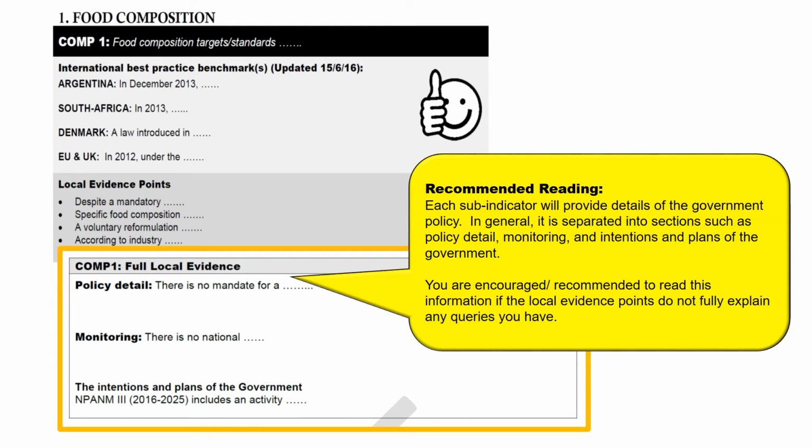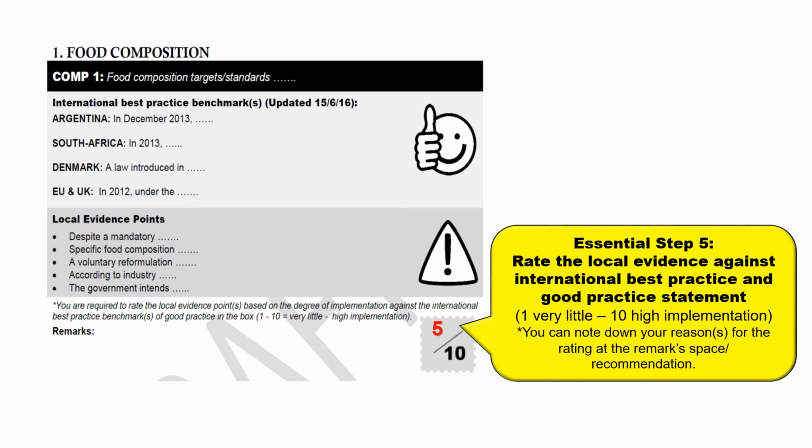Each sub-indicator is provided with details of the government policy. In general, it is separated into sections such as policy detail, monitoring, and intention and plan of the government. You are encouraged to read this information if the local evidence point does not fully explain any inquiries you have. For step number 5, you will need to perform the rating based on local evidence against international best practice and the good practice statement. You will be rating from 1, very little, to 10, high implementation. Under remarks, you can note down your reason and also your recommendation for this sub-indicator.